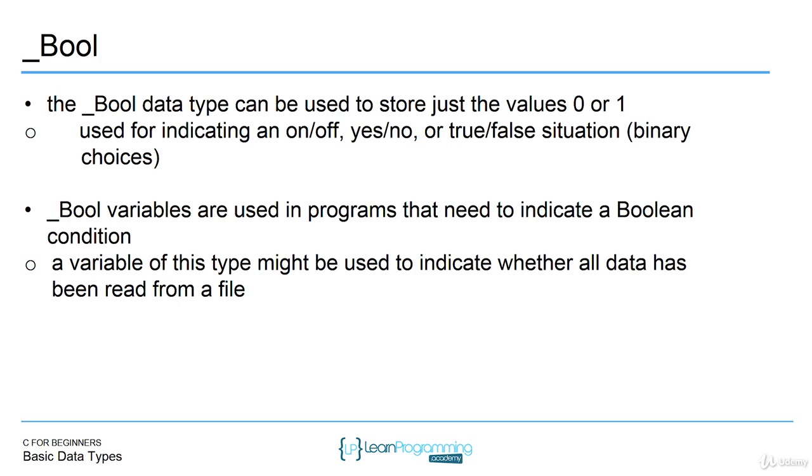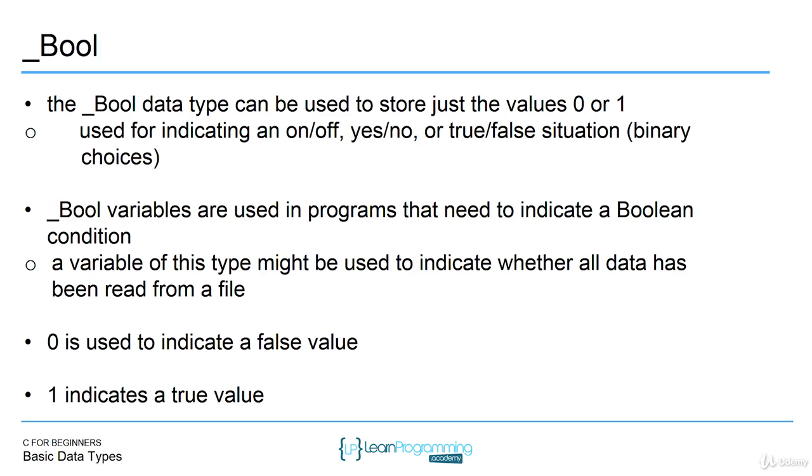So for example, a variable of this type might be used to indicate whether all the data has been read from a file. Yes or no. Has all the data been read from a file? If it's 0, false, 1, yes, which we'll talk about now. So 0 is used to indicate a false value. 1 indicates a true value.